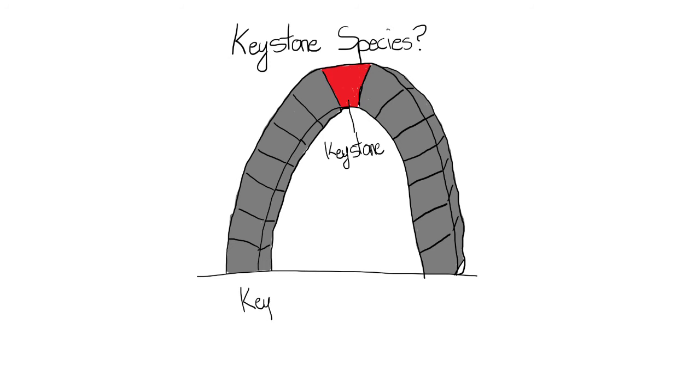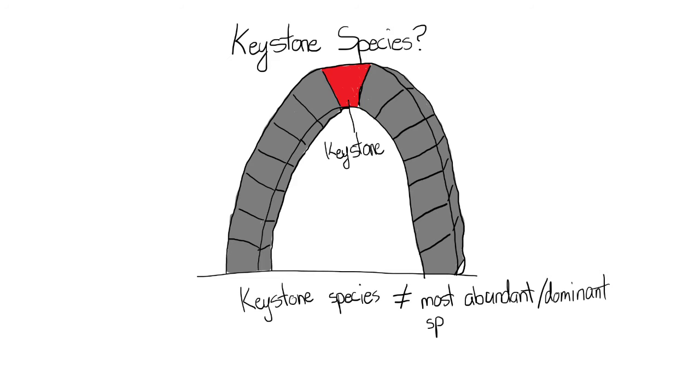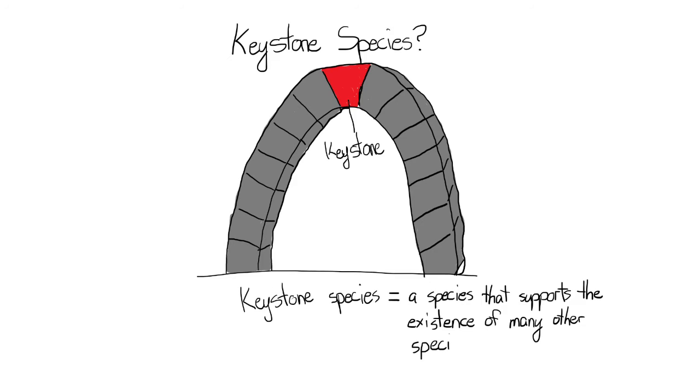So when you think of a keystone species, don't think of it as the most abundant species in an ecosystem. Don't think of it as the most dominant species in an ecosystem. It's neither of those. A keystone species is one that supports the existence of many other species. And the key word here is that word support.